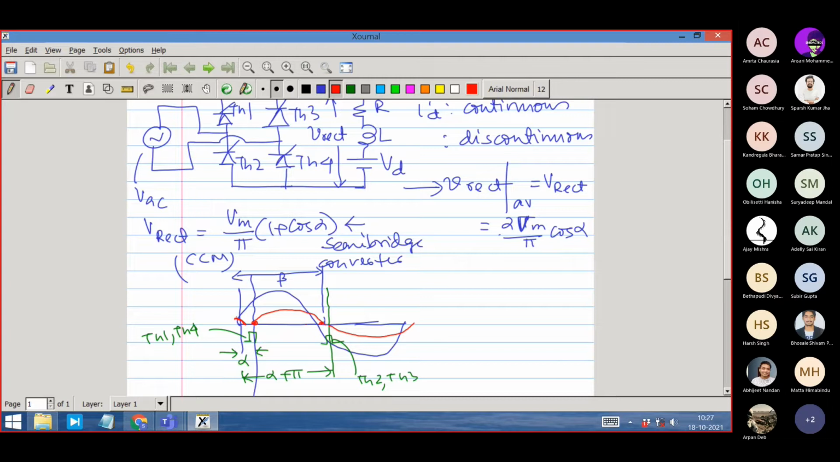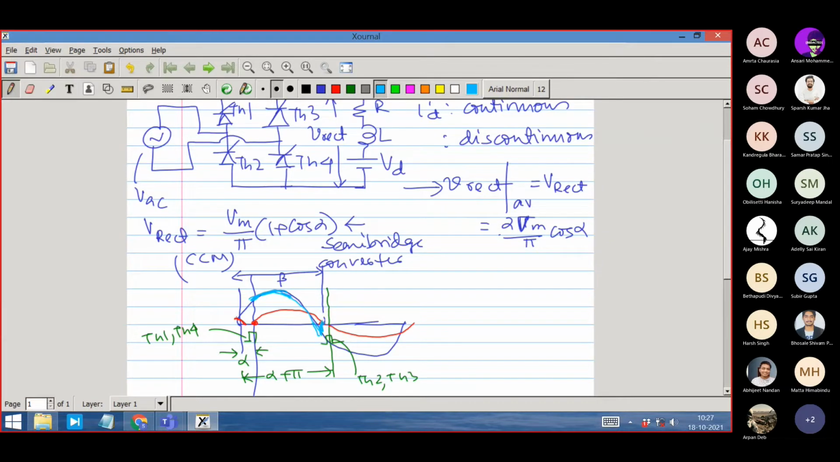So what is the rectified voltage? That's what I'm trying to show. The rectified voltage is definable as long as it conducts. That means it is definable as this. This is the rectified voltage. As long as the current is conducting, this input voltage is coming to the terminal. But here you see it has stopped because this has become zero.